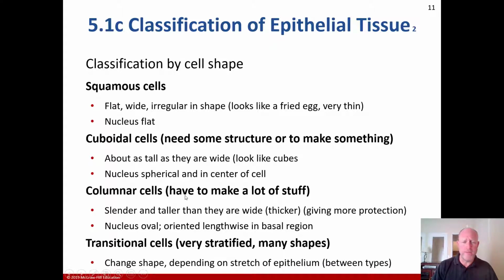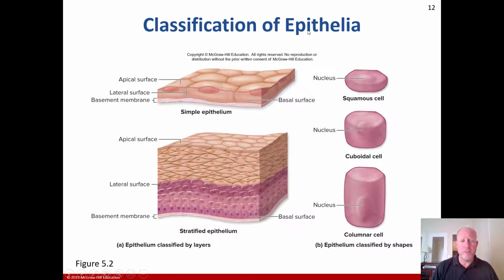The columnar cells, they have to make a lot of stuff. So they're going to be sized, maybe a little bigger still. They're slender and taller than they are wide. They're thicker. We're getting thicker cells here. They give more protection. The nucleus is oval and oriented lengthwise in a basal region. And then you have these transitional cells that are very stratified. There are many shapes. They change their shape depending on the stretch of the epithelium, and they're between types of epithelia. So we have our classification of epithelia.